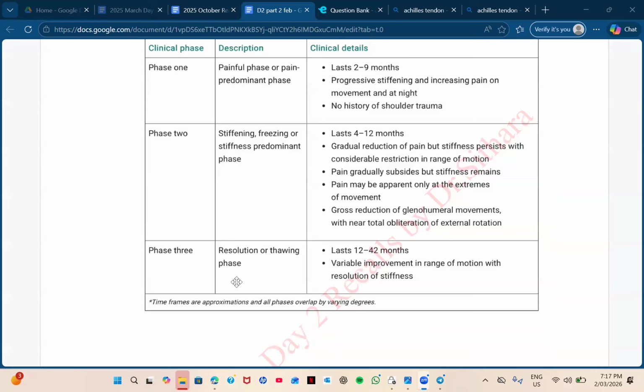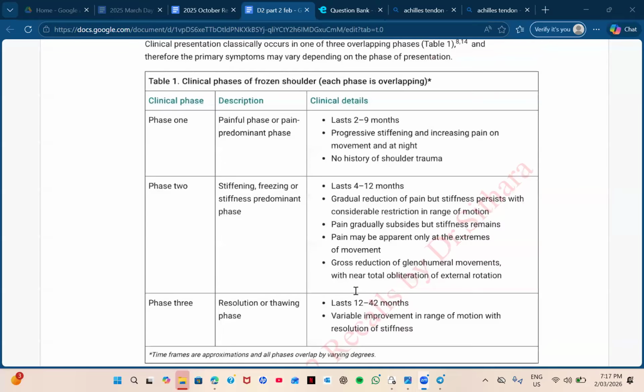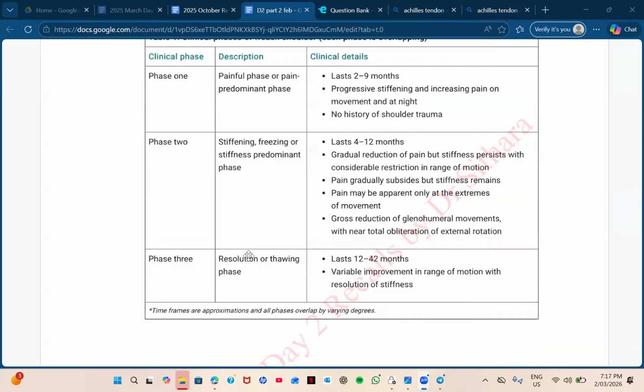Then phase 3, the resolution or thawing phase, lasts for 12 to 42 months, with variable improvement in range of motion and resolution of the stiffness, right? These are the three phases. Please remember, phase 1 is the pain predominant phase, phase 2 is the stiffness predominant phase, and phase 3 is the recovering phase, right?